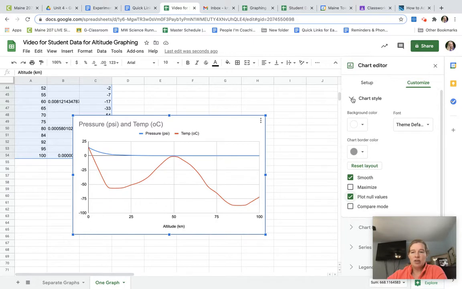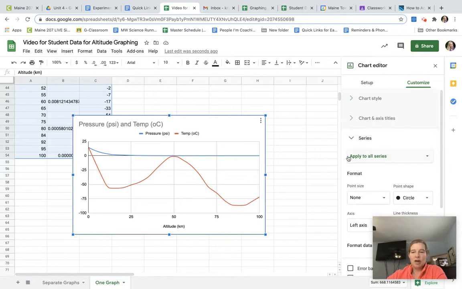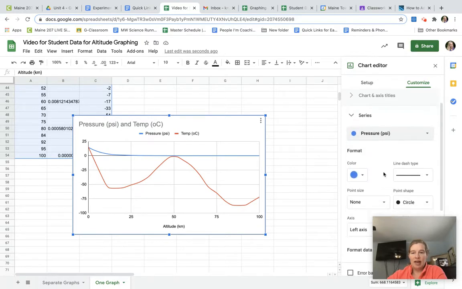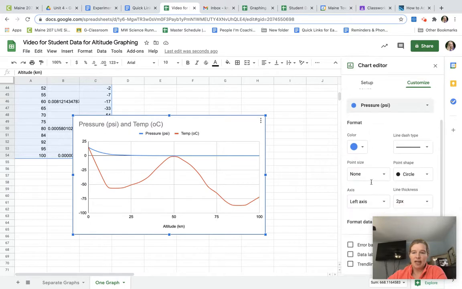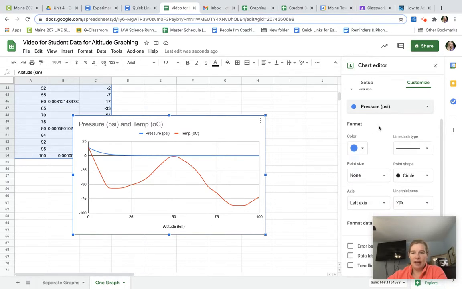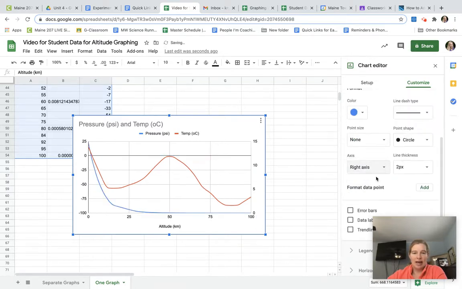So in order to do that, in my customize here, I'm going to come here to series. If I customize the series, right now it says apply to all series. What I'm going to do is just say pressure, and for pressure, the series that I'm talking about is the left axis. So it's going to have pressure on the left axis. And then I'm going to come here and click right axis.